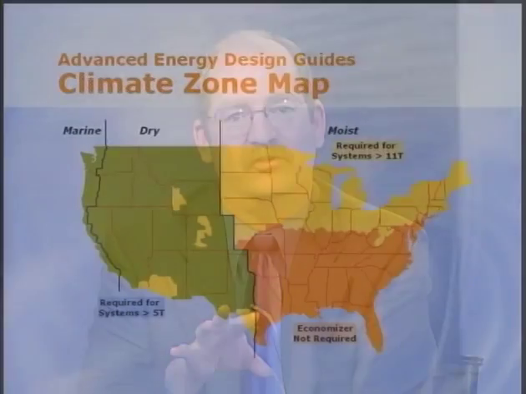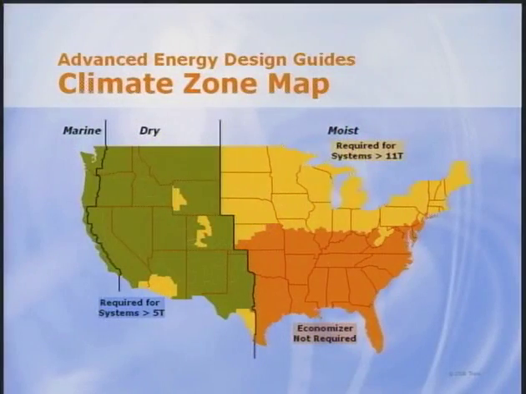Using that information, we can see that the southeastern U.S. is the only portion of our country for which economizers are not required for any system size. If a project is in the northern or western U.S. or Canada, there are many systems on which economizers are required.